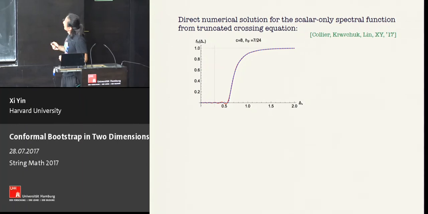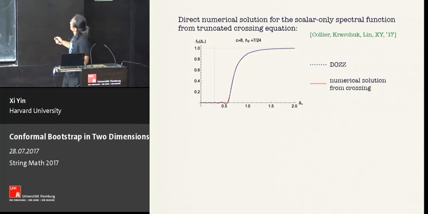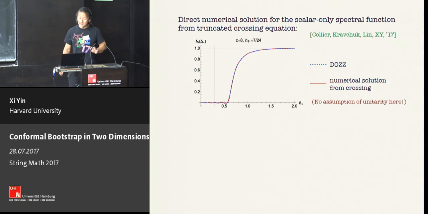And here's an example of C equals 8 and some external weight. The red curve with some wiggles down here is the numerical solution we get by simply imposing crossing and the assumption that there are only scalar Virasoro primaries. And the blue over here is the Liouville spectral function computed from the DOZZ formula. And you see they nicely agree. There are some wiggles here that settle down as you improve the numerics. I should say that for this purpose, we didn't even need to assume unitarity. So that suggests that even without any other assumption, this is the only solution to crossing.